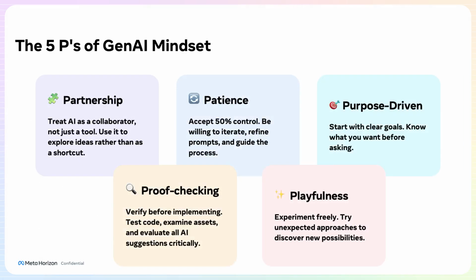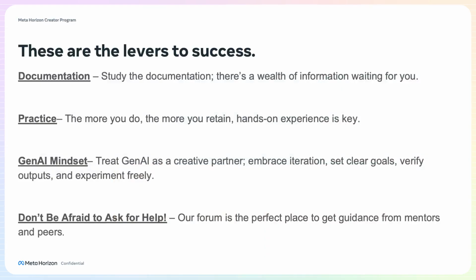Here's some more points for that Gen AI mindset. The 5 Ps here, we've got partnership, treat AI as a collaborator, not just a tool. Patience, accept 50% control and be willing to iterate, refine prompts, and guide the process. Purpose driven, start with clear goals, know what you want before asking. Proof checking, verify before implementing, test the code, examine assets, and evaluate all the AI suggestions critically. And playfulness, experiment freely, try unexpected approaches to discover new possibilities. So moral of the story, be open-minded, have fun. Let's get to it then.